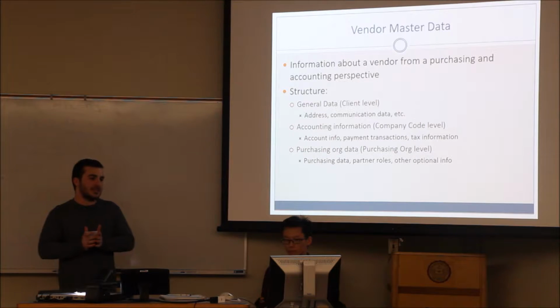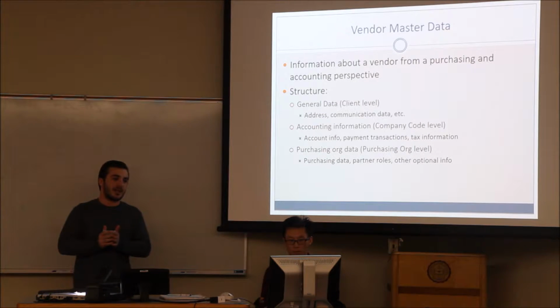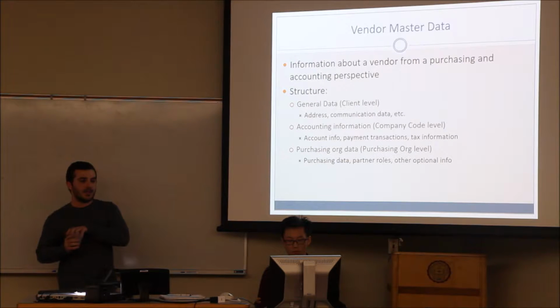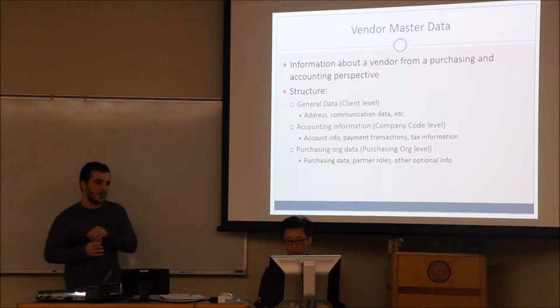Vendor master data is information about a vendor from a purchasing and accounting perspective, such as different vendors that you may buy materials from. The structure of the vendor master data is as follows. It's the general data, which has the address, communication data, etc. Accounting information, such as payment transactions and different tax information. And purchasing data about different partner roles that you may have within your purchasing organization, and other optional information.